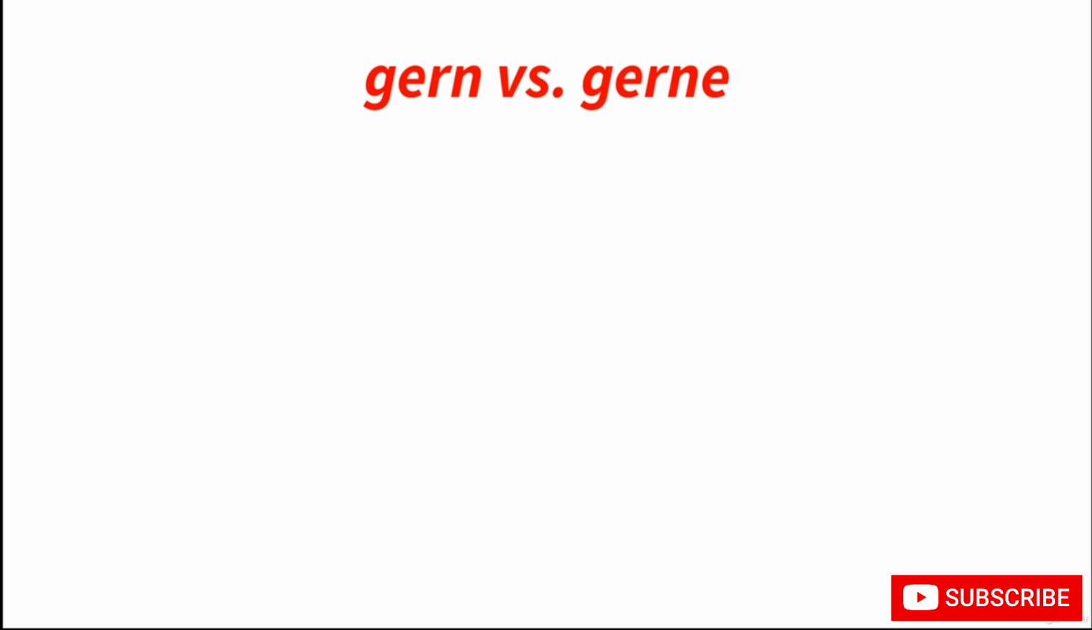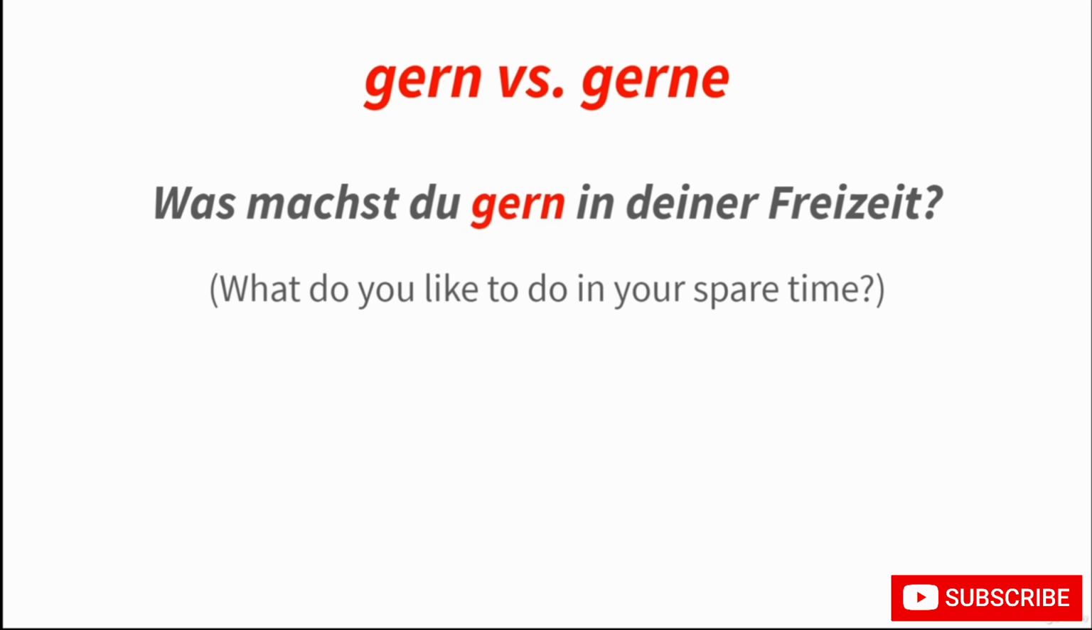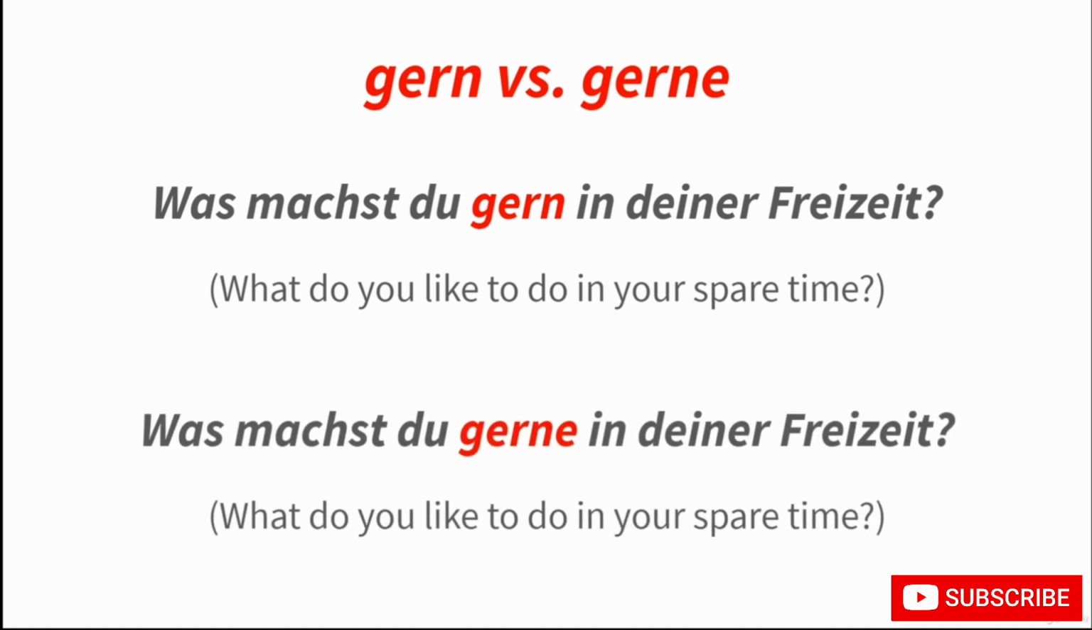Let's do some examples. Was machst du gern in deiner Freizeit? Means, what do you like to do in your spare time? I can also say, was machst du gerne in deiner Freizeit? It also means, what do you like to do in your free time? As you can see here, there is no difference between gern and gerne.